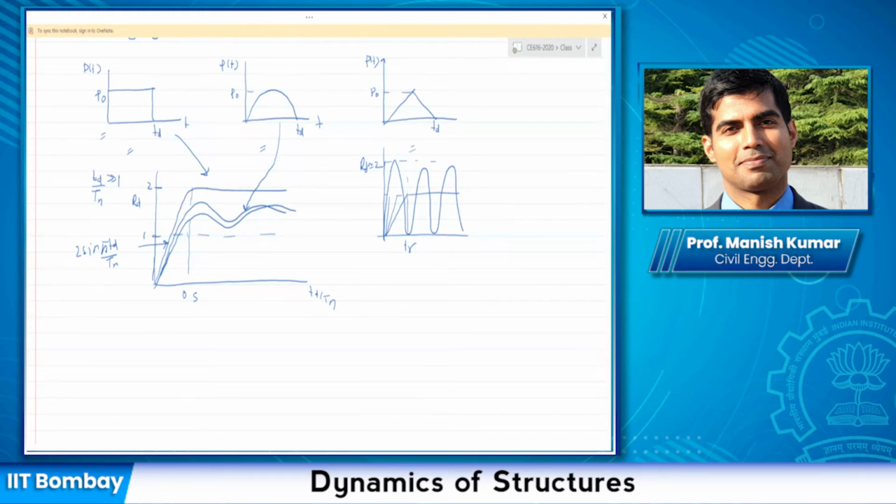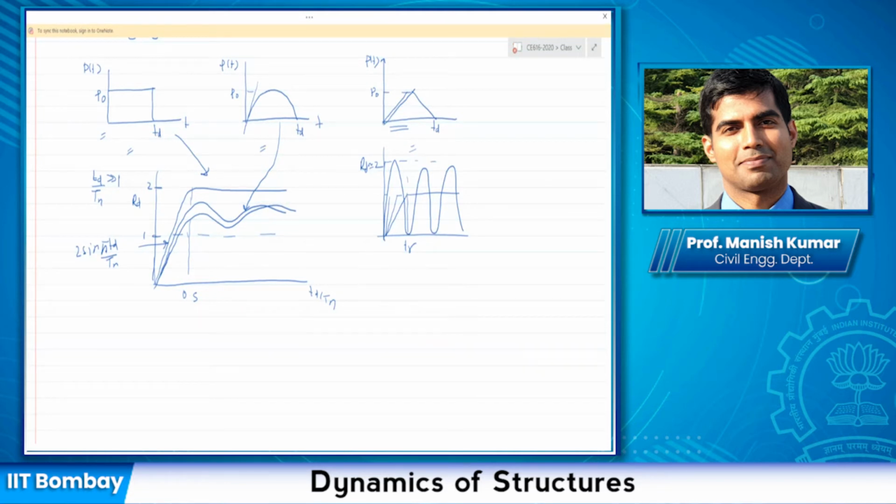The way to determine that is again looking at the rapidity of the loading. For example, the sine pulse has a greater initial slope than the triangular pulse, for the same given Td and P naught. If it has a greater initial slope, the load is applied faster than the triangular load here. So it leads to a higher response, although not substantially higher compared to the triangular loading. So this is the parameter that is important.